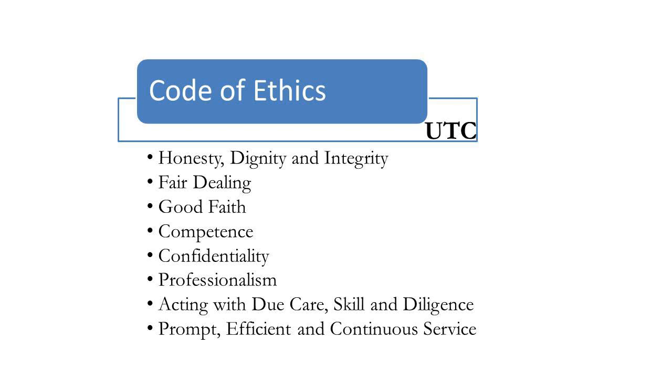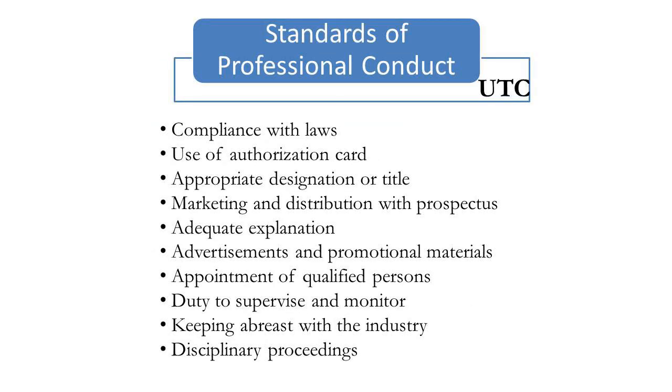You really want to help the client, right? And efficient, prompt and continuous service. You keep on contacting them and servicing them on ongoing basis. This is about code of ethics, how you do the business. The professional conduct is the other way around. What you do with the business. First, you must follow the law. Second, you must bring your authorization card. Third, you must bring your title, unit trust consultant. Then you have about the prospectus, brochure. This is what you do with your business.